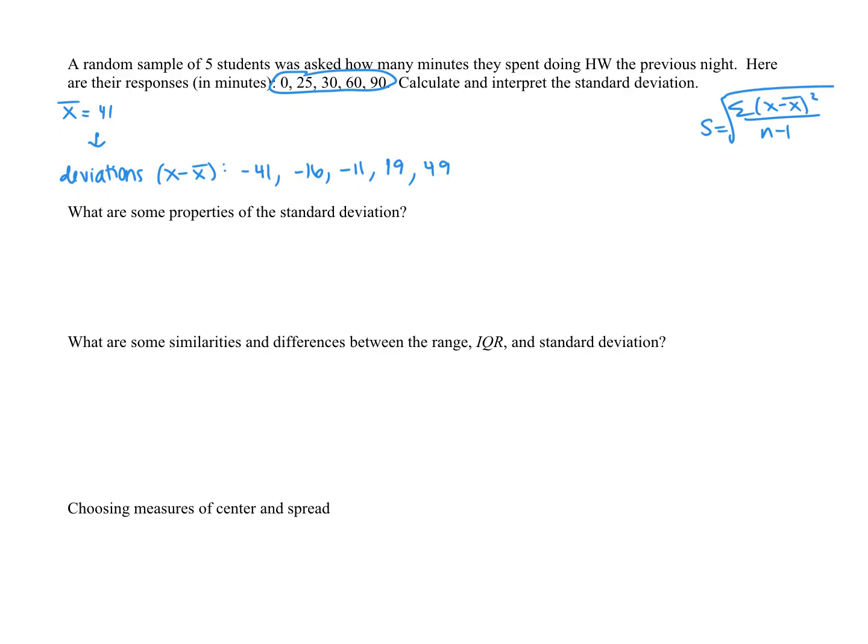So that is just the part in parentheses. And then if you notice, you can do a little bit of mental math, those are going to add to 0. So that's why we have to end up squaring them. So what we're going to do next is we're going to take those numbers, square them, and add them up. So I'll have negative 41 squared, add negative 16 squared, add negative 11 squared, so on and so forth. And that ends up being 4820.